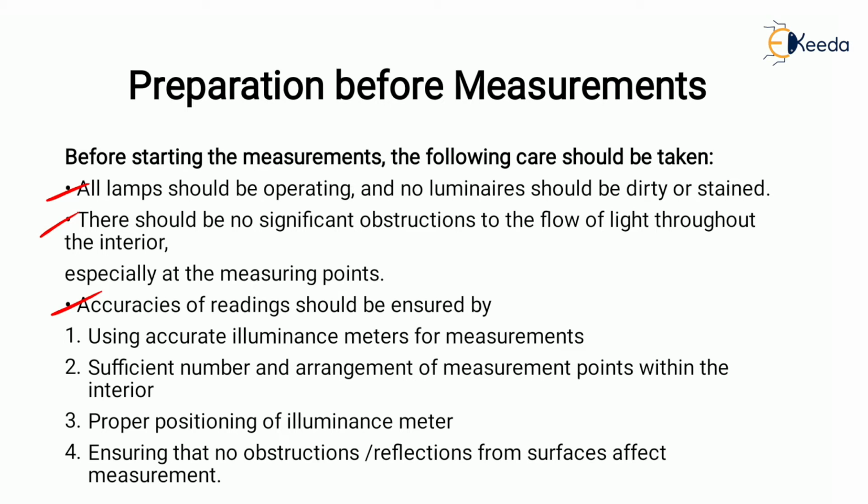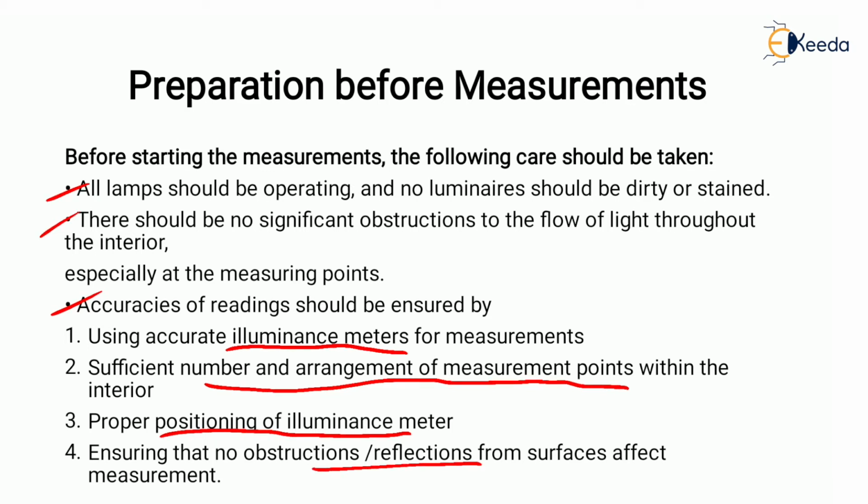And the next is accuracy of the reading should be ensured by using illuminance meter for measurement. Next is sufficient number and arrangement of measurement point within the interior. Next one is proper positioning of illuminance meter, and the last, ensure that no obstruction or reflection from the surface affects the measurement. So all these points are to be considered before the measurement.